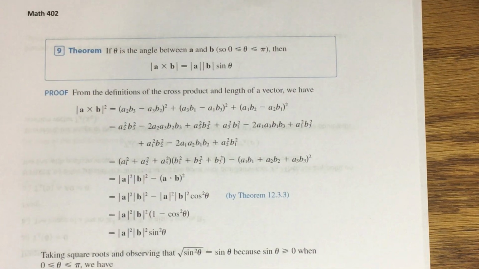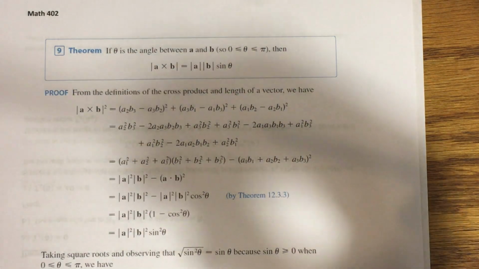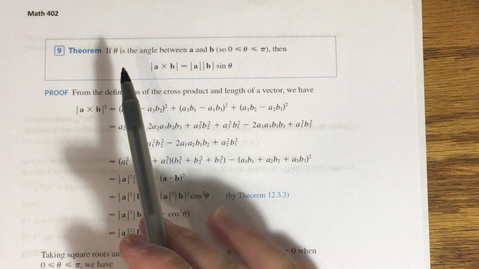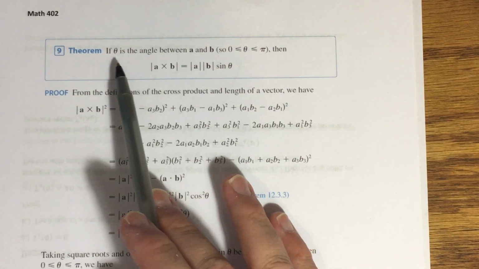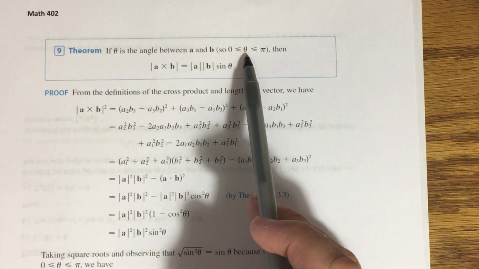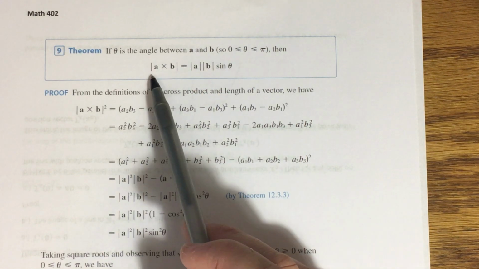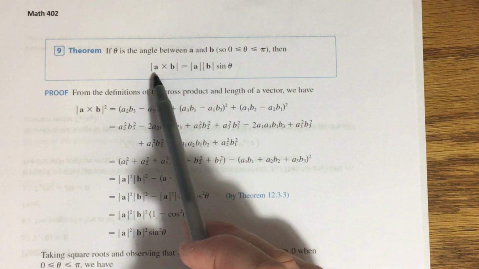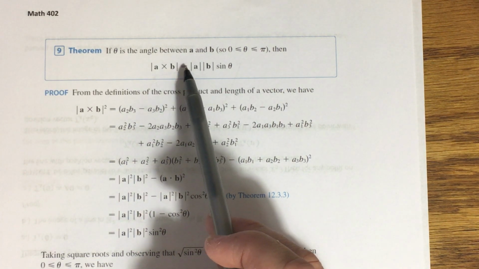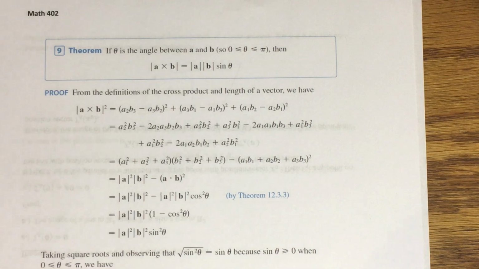So let's do a little bit more here. This is a very algebra-heavy proof, and it's admittedly kind of a difficult one to see how they would have jumped from one step to the next, but you can verify that it works. Let me point out what I'm talking about here in a minute. So let's suppose theta is the angle between vectors A and B. And remember, as we said before, theta would be between 0 and pi radians, or 0 and 180 degrees. Then, if we took the magnitude of the cross product, it's going to equal the product of the magnitudes of A and B times the sine of the angle theta between them.